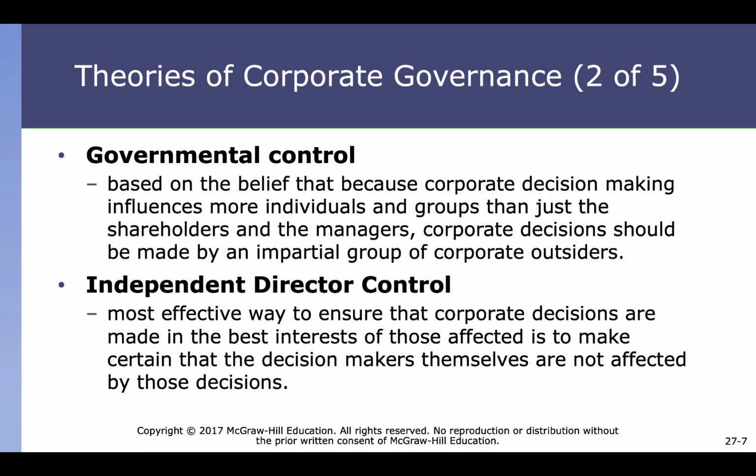So opponents of this theory say that such an approach is socialism. It's socialistic, and they point out the relatively poor track record of many socialist economies as evidence of the impracticality of this approach. There's the independent director control theory, and it says that the most effective way to ensure that corporate decisions are made in the best interest of those affected is to make certain that the decision makers themselves are not affected by those decisions.